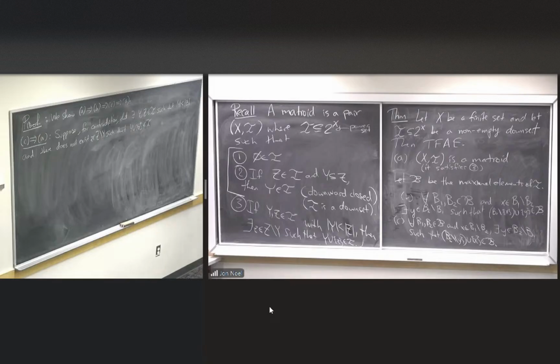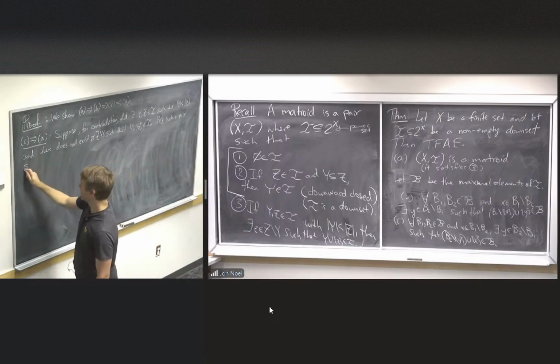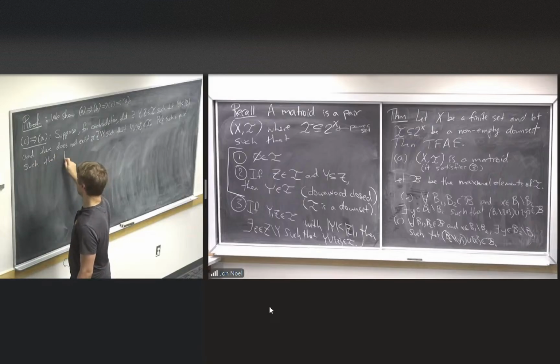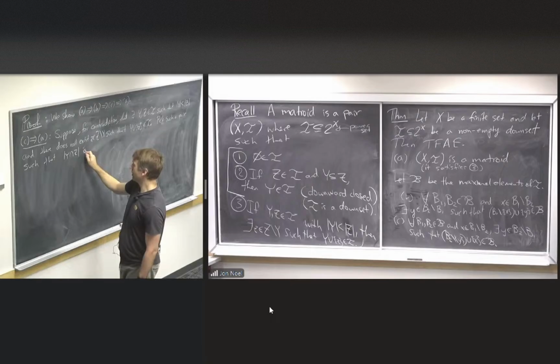Remember, the point of these basis axioms is they're useful because they allow you to start with two bases and move them to be closer to the same basis in some way. Somehow this is intuitively related, so I'm going to assume some condition here. Among all such pairs, we pick such a pair such that the intersection of Y and Z is maximized.